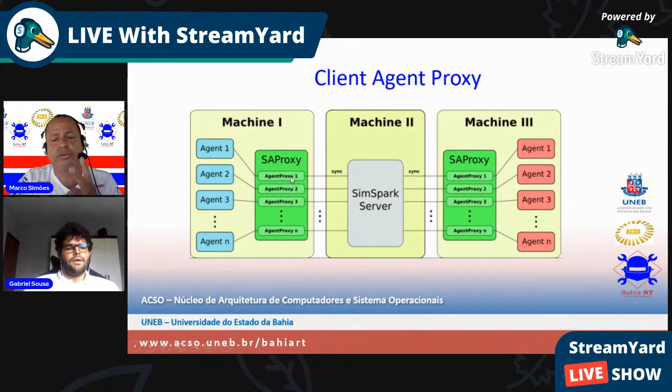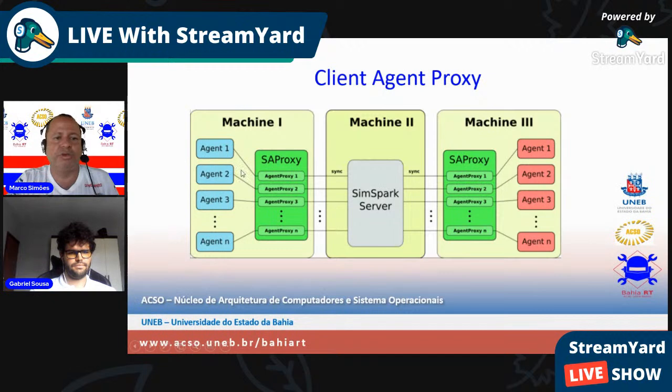It is used for two issues. One is related to when you have a slow network between the client machines and the server machine. So it keeps a fair simulation, because the server waits for all proxies to send the sync commands for the servers to continue the next simulation cycle.